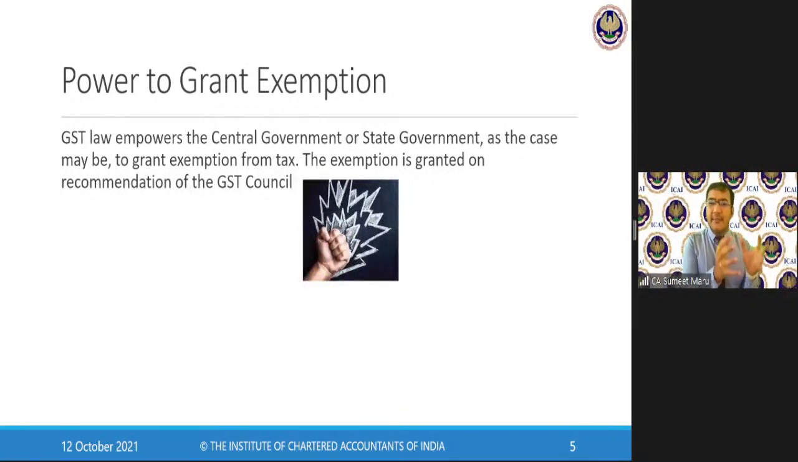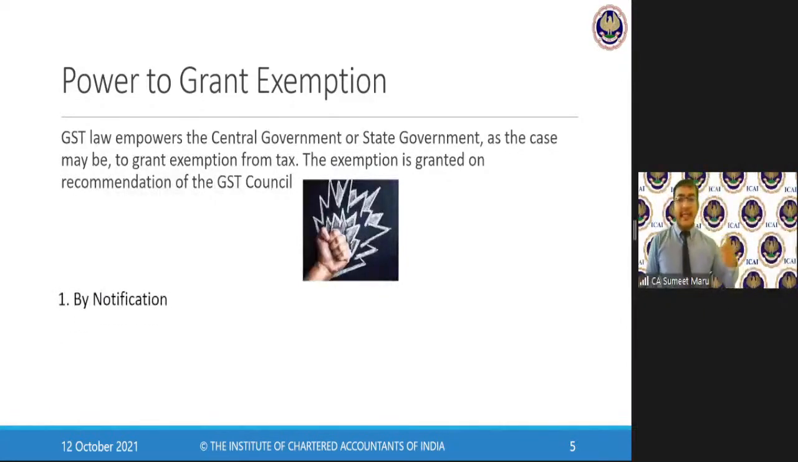The GST Council sits here, they think on different criteria where they can further provide an exemption, and then they give the recommendation to the government. Whether to grant it or not to grant it is the power in the hands of the central or the state government.